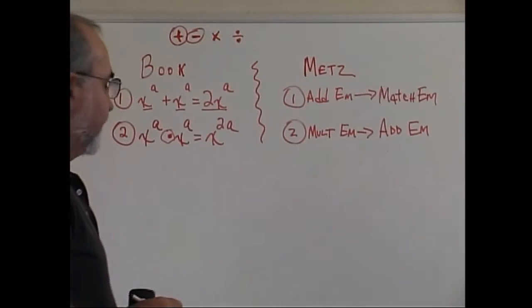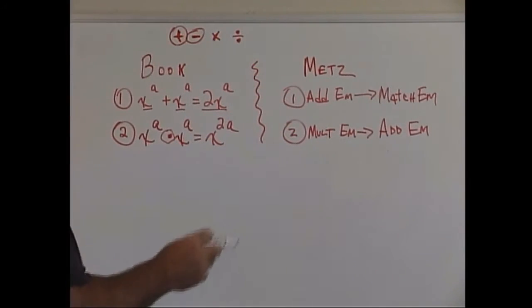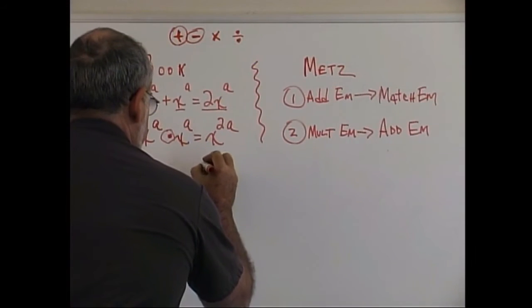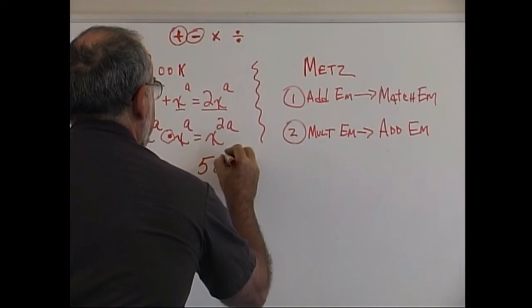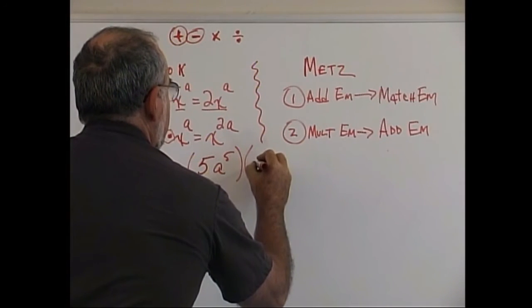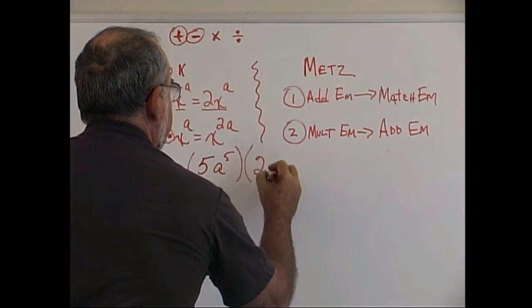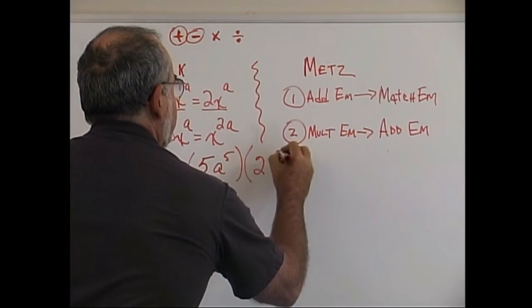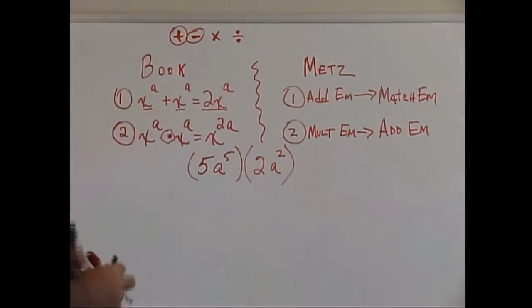Okay, we need a lot more examples of this, so let me make a few up as we go. All right, so let's suppose I got 5a to the fifth times 2a to the second. Multiply. Now, are you able to multiply here? Certainly, because multiplication is a party animal.